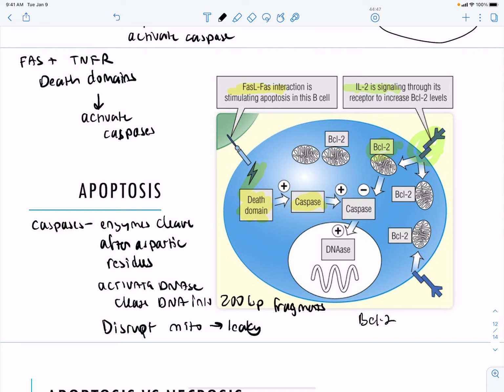BCL2 stabilizes the mitochondria. And memory cells have high levels of BCL2, so they survive longer.